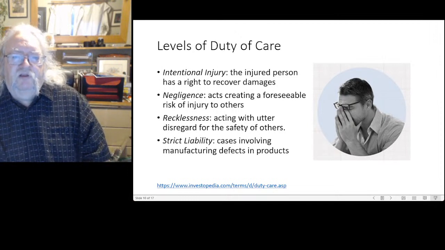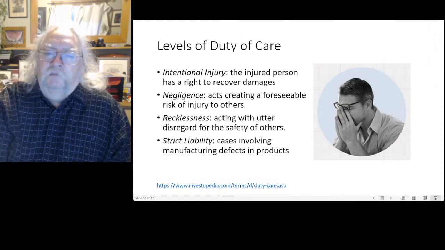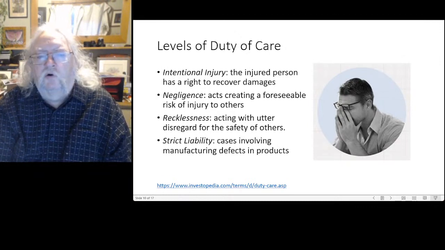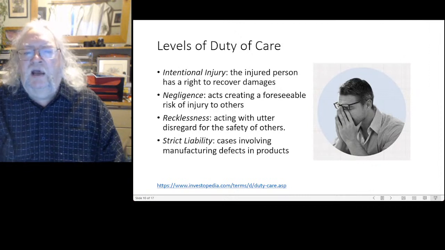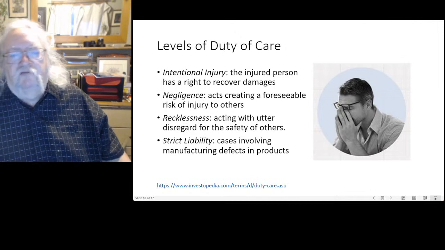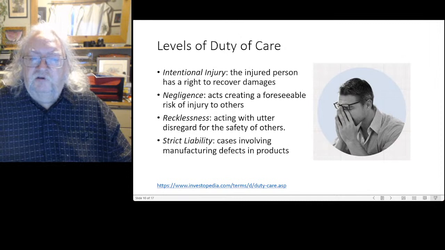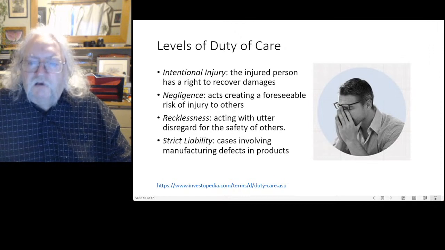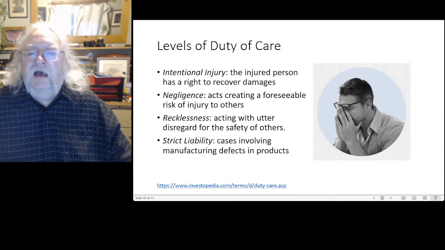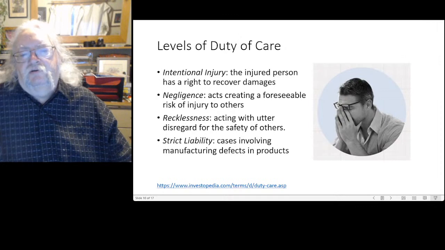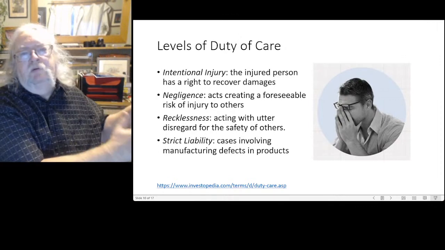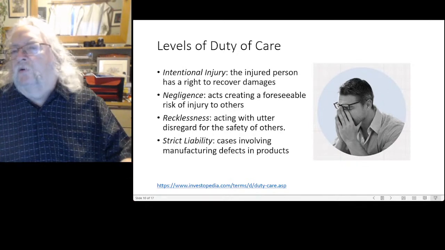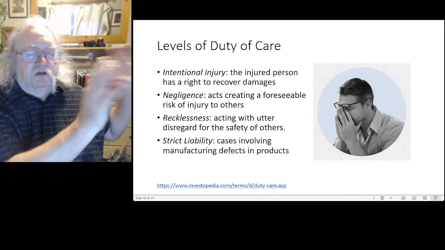In this context, we can actually think of different levels of duty of care. So there's intentional injury. So the duty of care, of course, is to not do this. And in the case of intentional injury, the injured person has a right to recover damages, not surprisingly. The duty of care also argues against being negligent, that is to say, engaging in acts that create a foreseeable risk of injury to others. Now, I could go off on a tangent about what we mean by foreseeable risk, but I'm not going to go off on that tangent. I don't think it's that relevant here. But if we don't know, we'll just say the words reasonable person and cover our bases that way.